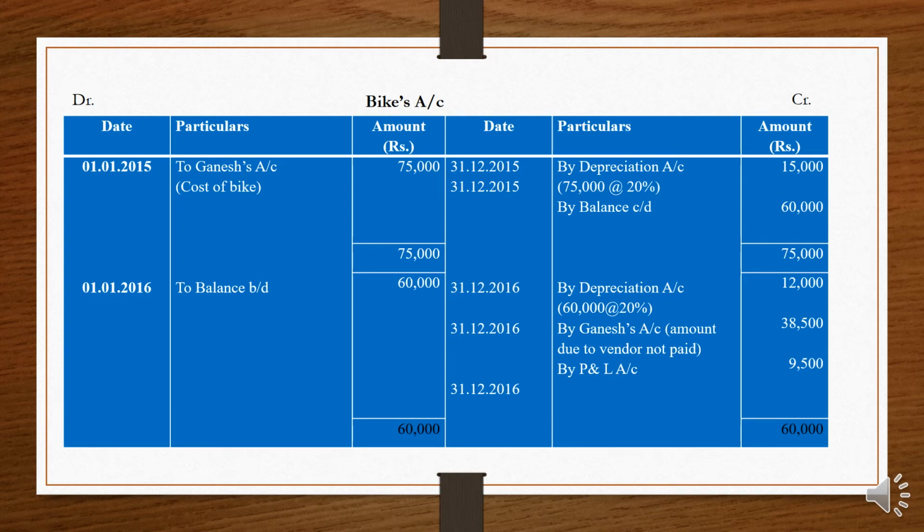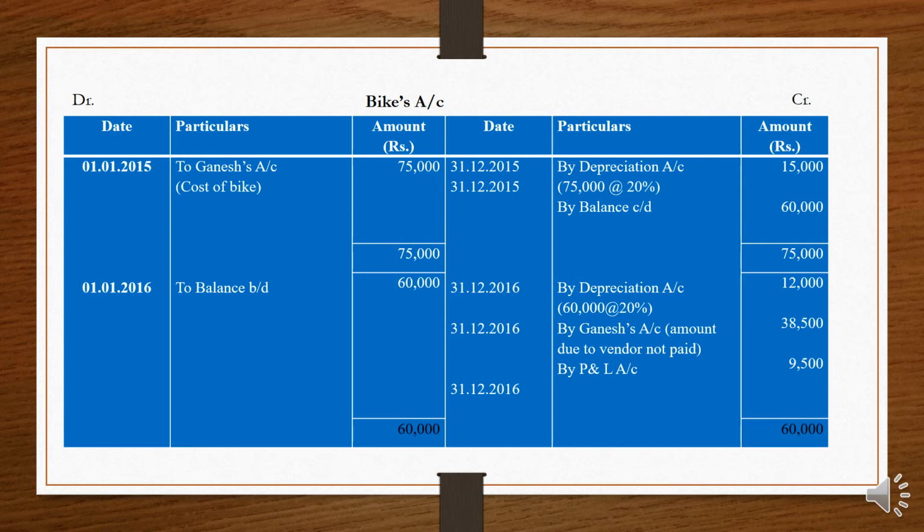Then at the end of the second year, 31/12/2016, by depreciation account at the rate of 20% on the reduced balance. The reduced balance is 60,000. So 60,000 into 20% is equal to 12,000.